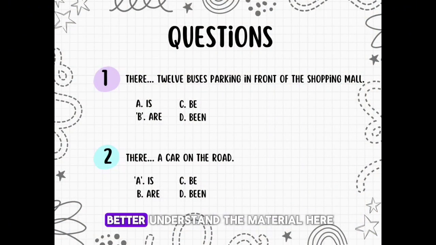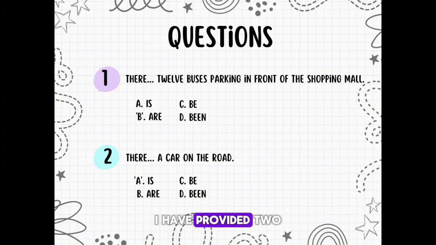In order to better understand the material, here I have provided two example questions. The first question: there are 12 buses parking in front of the shopping mall. A. is, B. are, C. be, D. been. The answer is B, are. Why is the answer B?